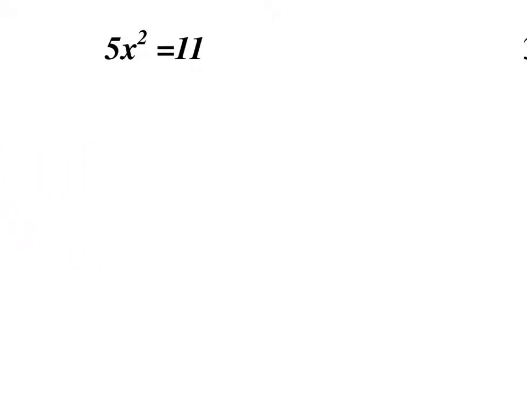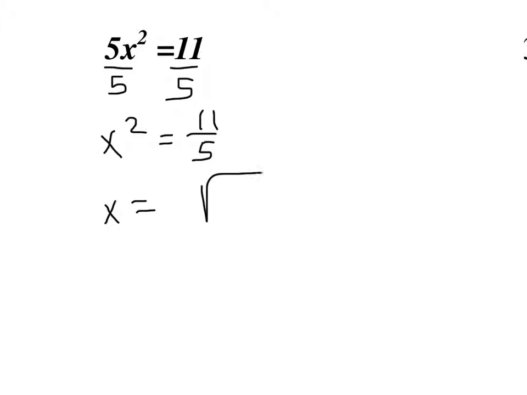This one is written almost in the form in problem 1. If we divide both sides by 5, we will have x squared equals 11/5. We can use our principle of square roots. Take the square root of both sides. Are we missing something? We need a plus or a minus.